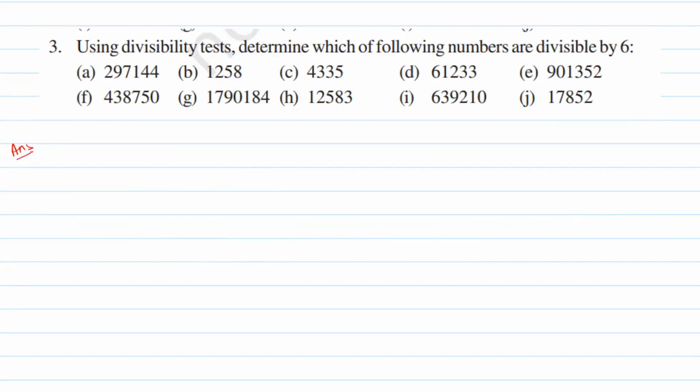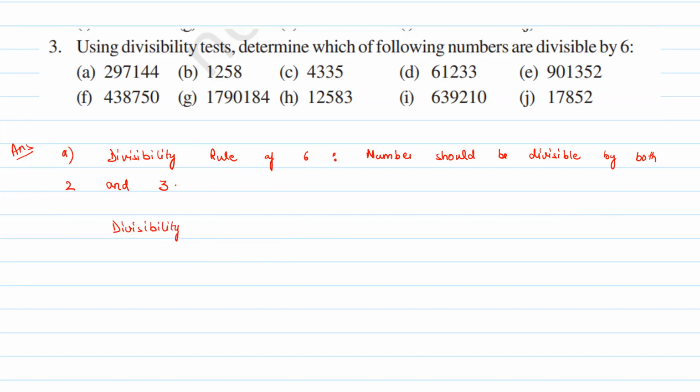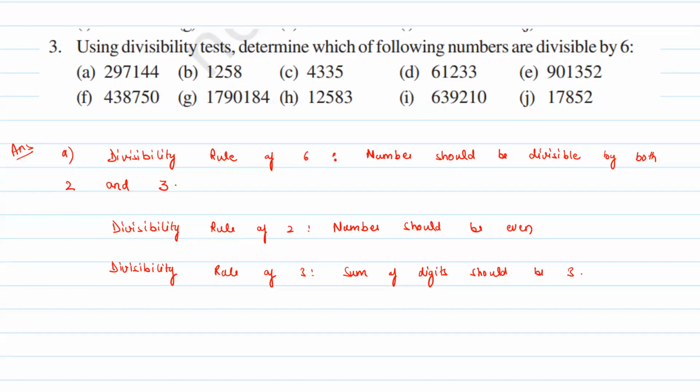Coming to the third, using divisibility test, you have to check which of the following are divisible by 6. Now for the divisibility rule of 6, just write that numbers should be divisible by both 2 and 3. That means now you will write divisibility rule of 2 is number should be even. Just simple. And divisibility rule of 3 is sum of digits should be a multiple of 3.